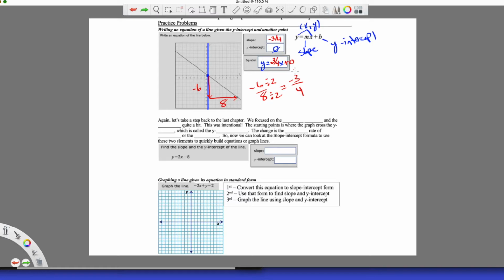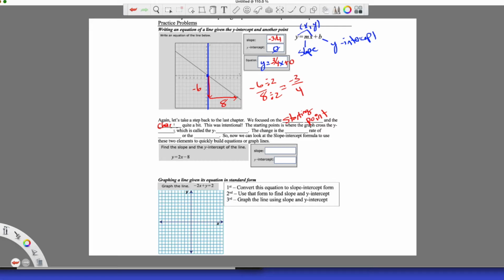All right, so for the very next piece, we're going to be looking at still the same idea as far as y-intercept. So we're going to take a step back to the last chapter, and we focused on, this is starting point. So these are the words that I really like to connect to it. So starting point and change.